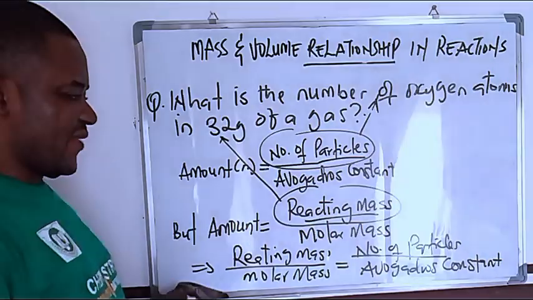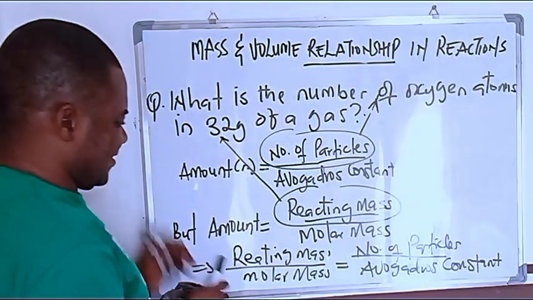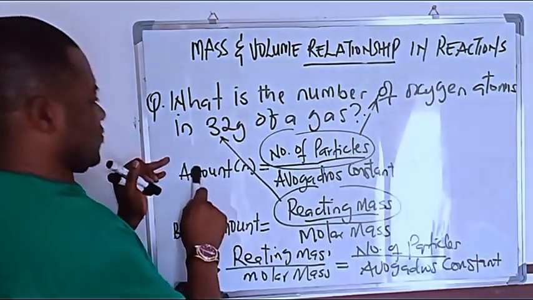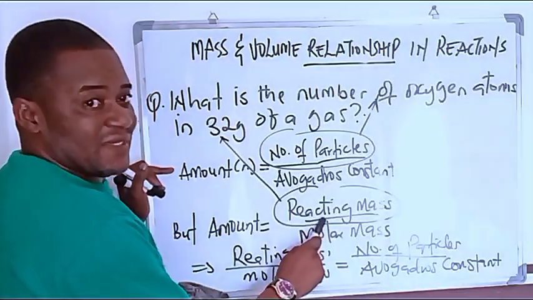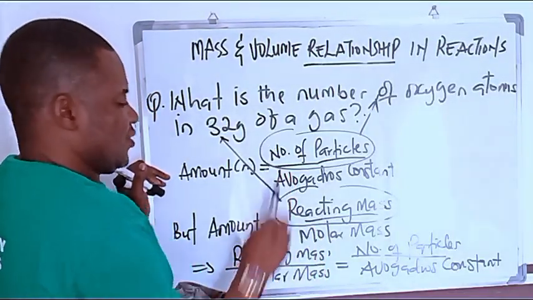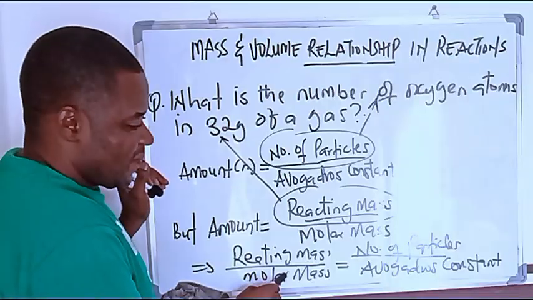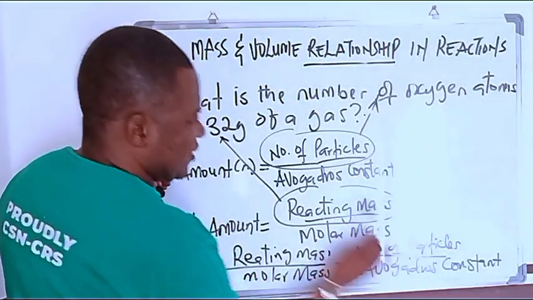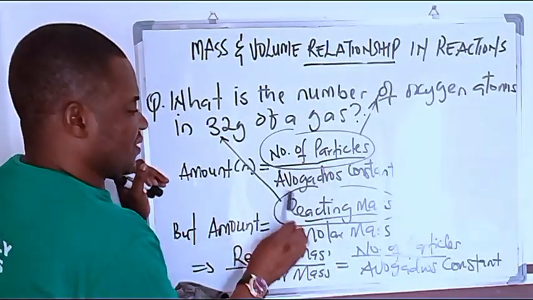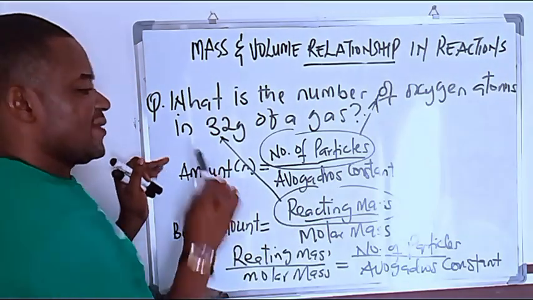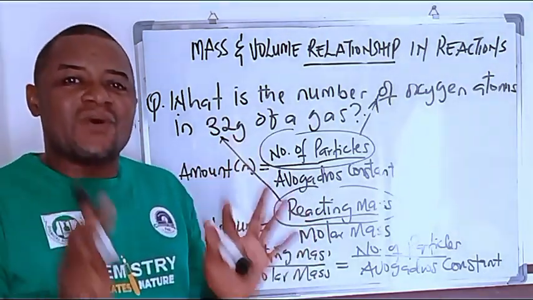Do you see how the equation now reads? The equation now is this amount, which was originally here, what it entails, we equate it with this. So this amount will now become reacting mass over molar mass equals to number of particles over Avogadro constant, which is what we have here originally. We substitute this equation for amount here. This now gives us the opportunity to do our working.